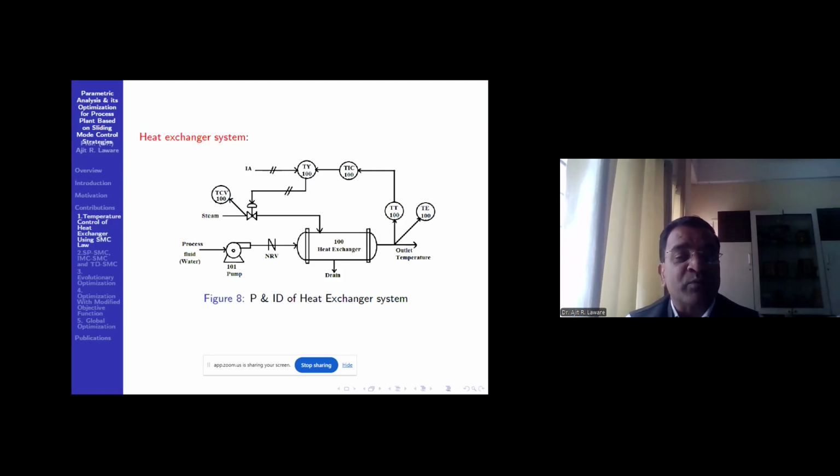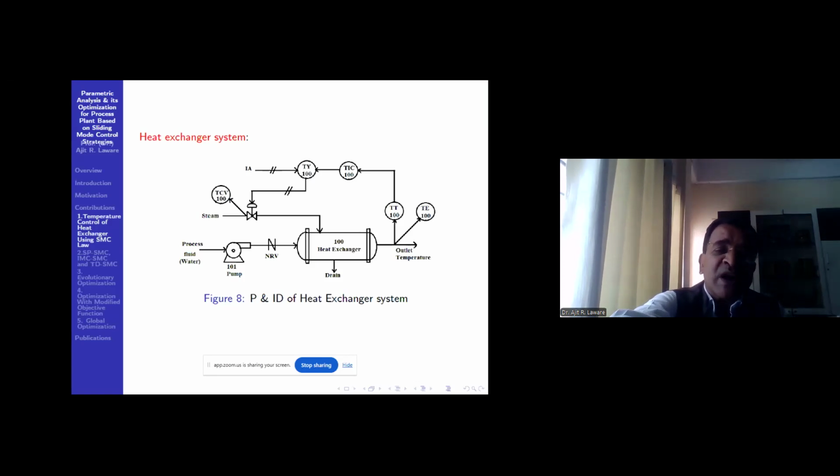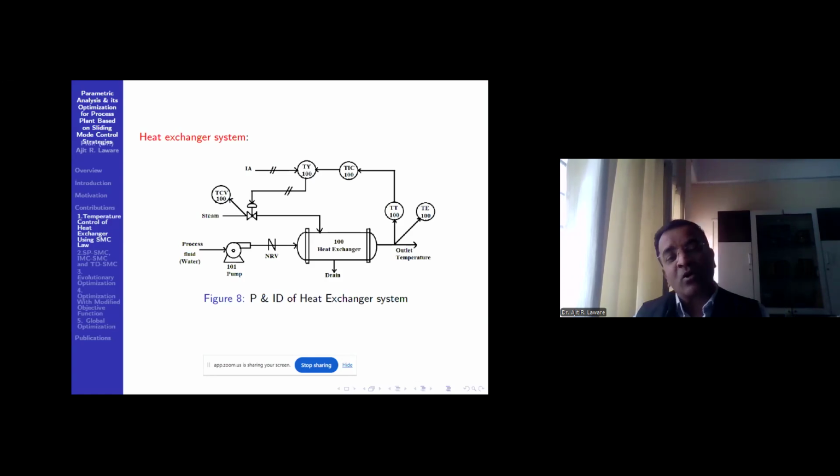The process fluid, water, passes towards the heat exchanger via a displacement type of pump and an NRV, that is a non-return valve. And the other working fluid is steam. So steam imparts heat energy to the working fluid, and obviously the output parameter is the temperature.